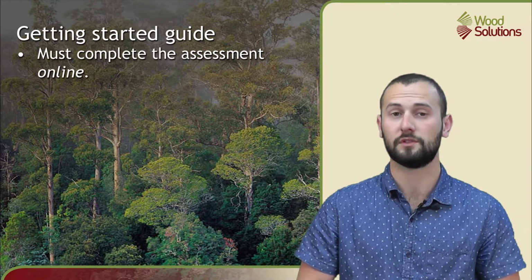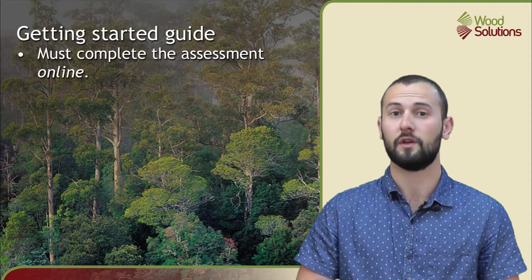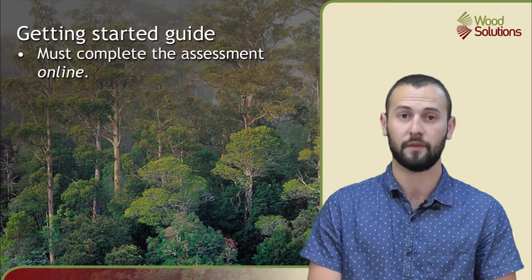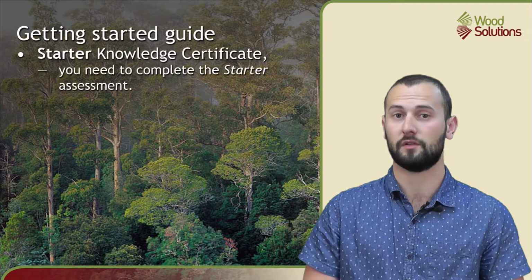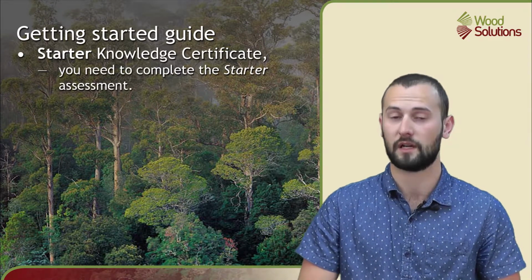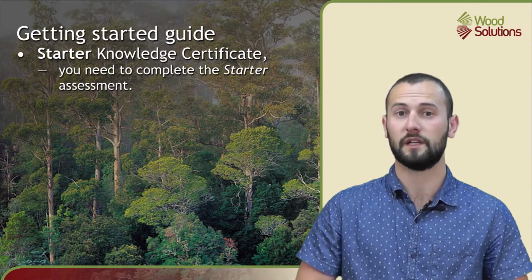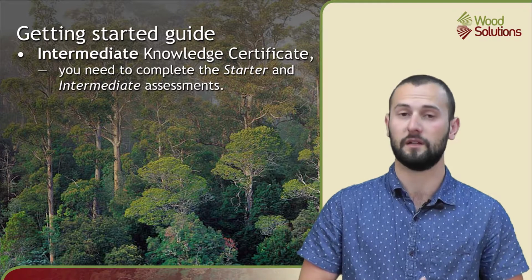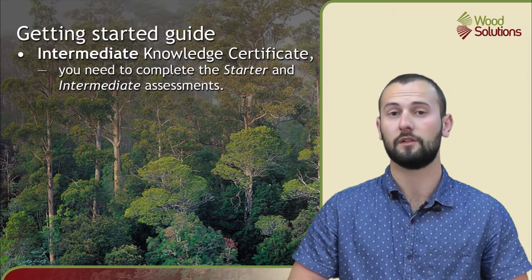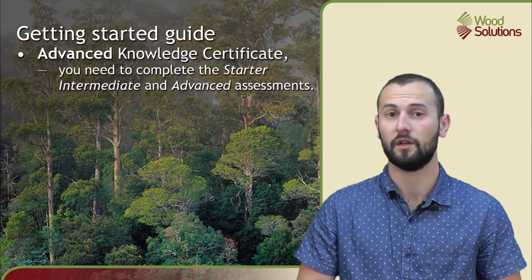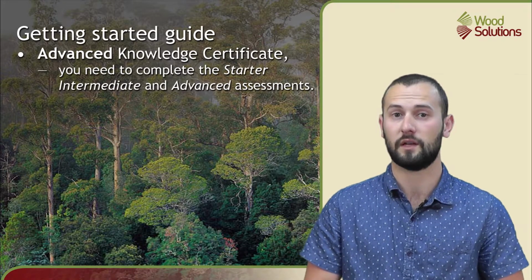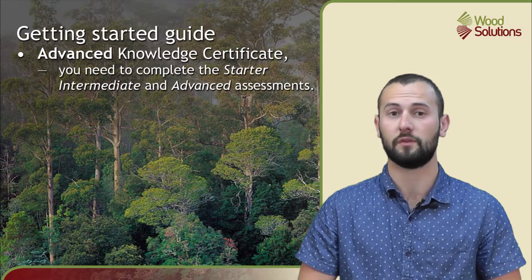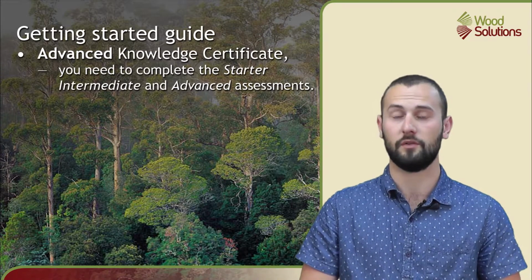To receive a Wood Solutions Knowledge Certificate for this topic, you have to score 100% in the relevant assessments. To qualify for the Starter Knowledge Certificate, you need to complete the Starter Assessment. To receive the Intermediate Knowledge Certificate, you need to complete the Starter and Intermediate Assessments. Lastly, to be awarded the Advanced Knowledge Certificate, you need to complete the Starter, Intermediate, and Advanced Assessments. Your Wood Solutions Knowledge Certificate will be emailed to you when you complete the unit.